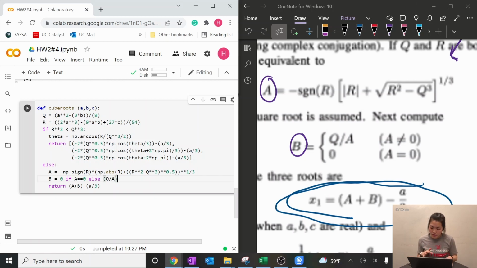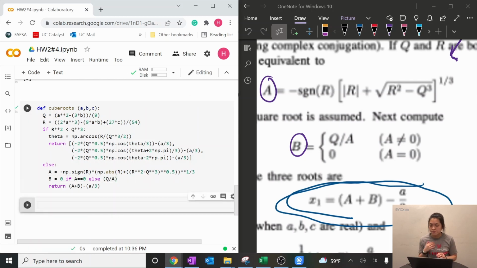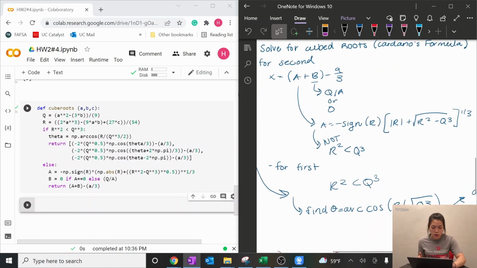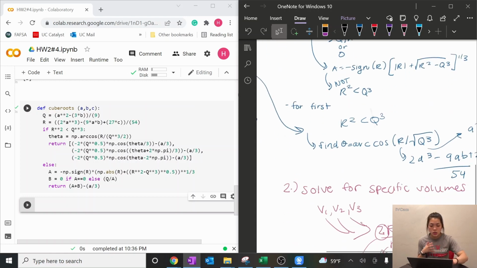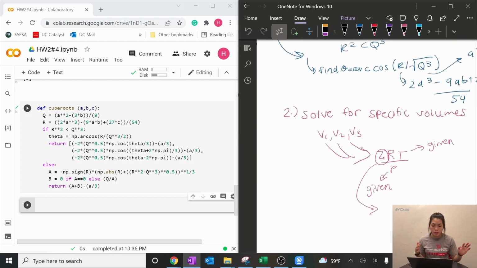So we have a, we have b, we have everything defined that we need to find. So we're going to shift enter. There's no immediate errors. We're going to go on and code the second function, and if there's an error after that, it will let us know. For right now, it looks good, so we're going to move on. So we have done this blue first step, which is writing out a function that will solve for the cube roots using Cardano's formula. So now we're going to use those cube roots in just a moment, but we're going to use them to solve for the specific volumes.